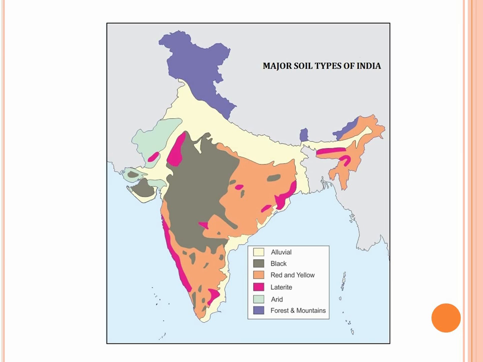And you can see the alluvial soil in the northern plains from Punjab, Haryana, Uttar Pradesh, Bihar, and part of West Bengal, and Odisha, Andhra Pradesh, Tamil Nadu. You can see the alluvial soil formation. And red and alluvial soil you can see inside of Tamil Nadu, Karnataka, Kerala, and Andhra Pradesh. And laterite soil you can see only in the side of Karnataka and Kerala. And arid soil obviously in Rajasthan.